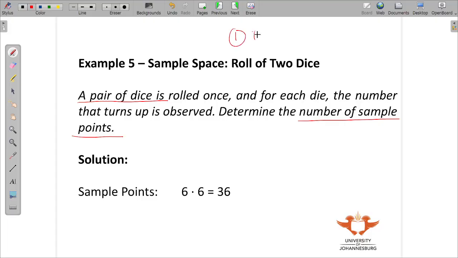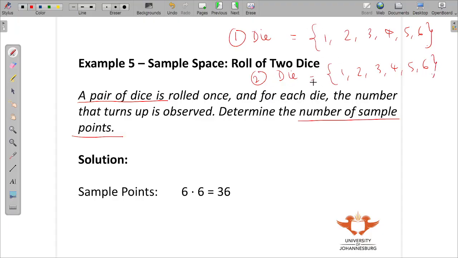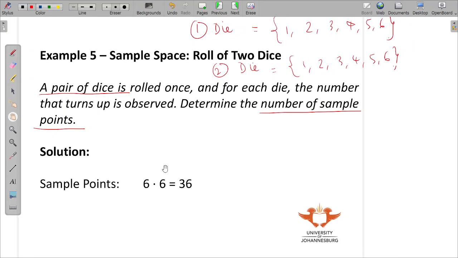One die has these possible outcomes: 1, 2, 3, 4, 5, 6. That is one die. The second die also has these possible outcomes, the same thing, 1, 2, 3, 4, 5, 6. If you want to find the sample point, let's find the sample space first, then you understand why we get this as the sample point.